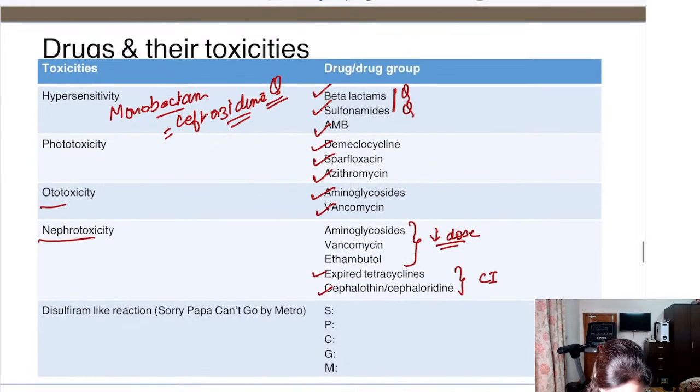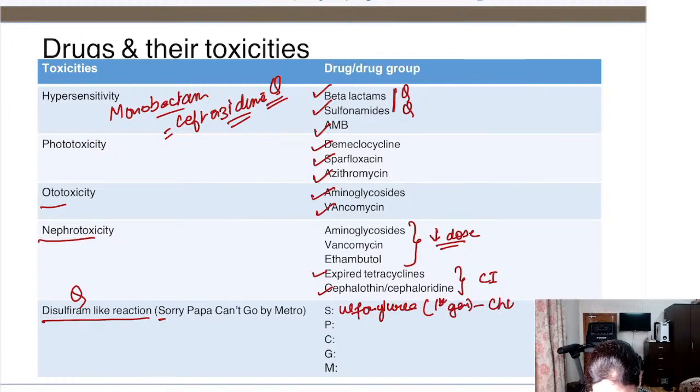Then drugs showing disulfiram-like reaction. This is actually very important. There is a mnemonic, sorry papa can't go by metro. Sorry papa can't go by metro. So the S in sorry papa stands for sulfonylurea. So this is not an antimicrobial, but just by the way, sulfonylureas, the first generation. Remember chlorpropamide, we don't use it.